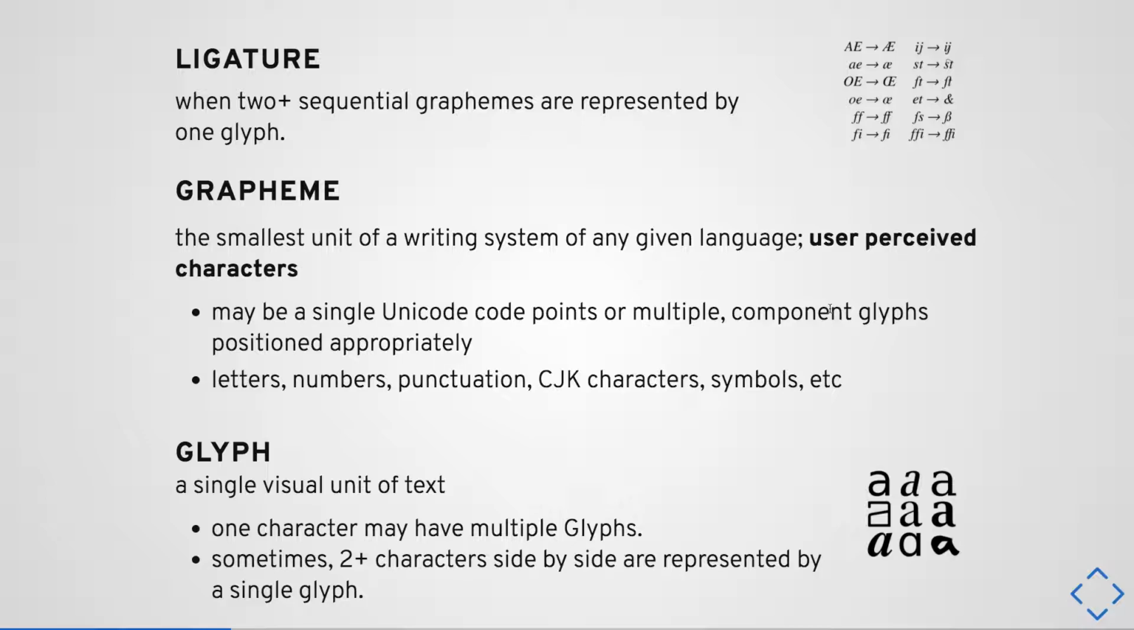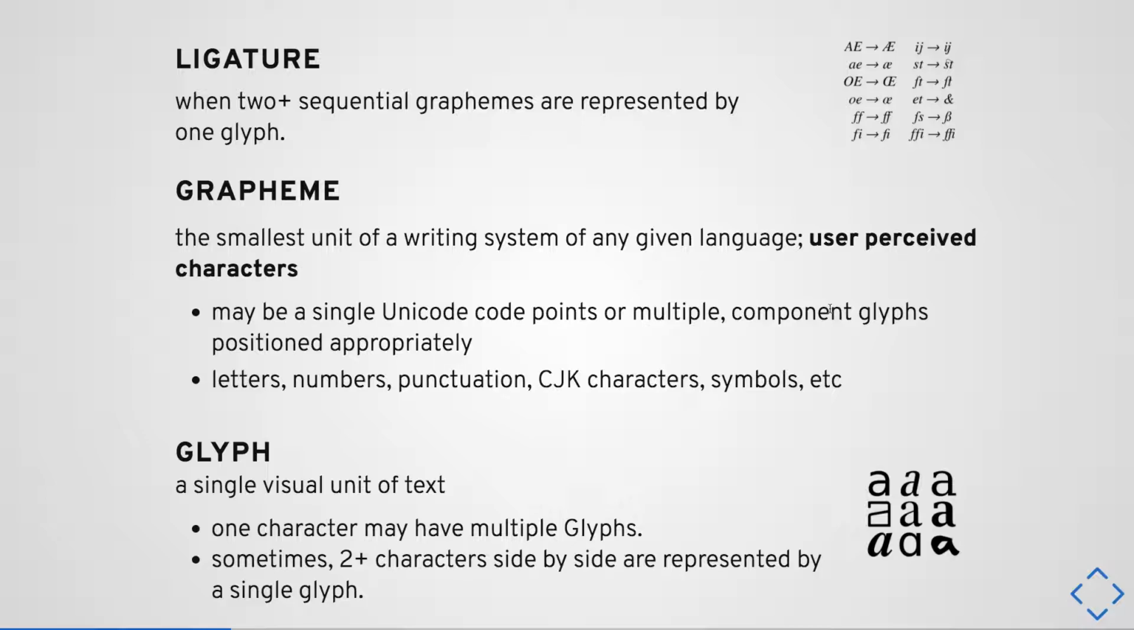So a grapheme is a user-perceived character. Okay, that's how we think of things. And it could be a single code point or it could be multiple. So we can actually construct potentially a single grapheme with multiple characters. That's letters, numbers, punctuation. An entire Chinese, Japanese, or Korean character would be considered a grapheme. And then there's the idea of a glyph, and that's the single visual unit of text.